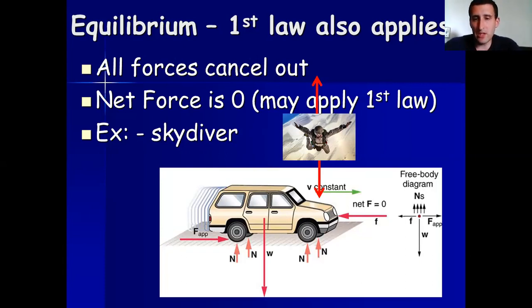So that's an object that's in motion and it stays in motion because all the forces have canceled. Likewise, the skydiver's in motion, stays in motion at the same speed because all the forces cancel. So those are both examples of the first law working on Earth, not because there's no force, but because the forces all cancel out.